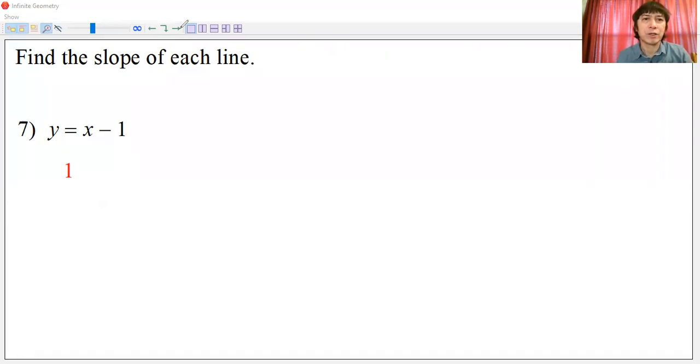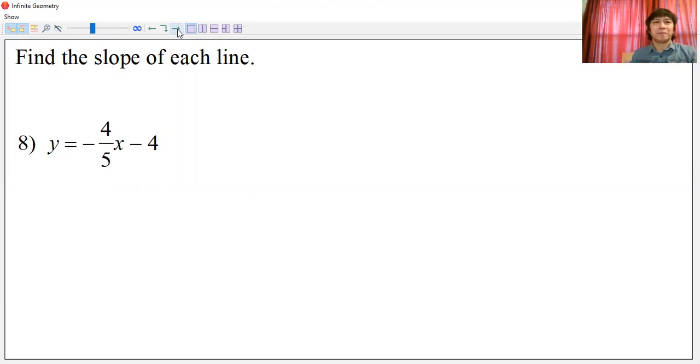Okay, let's see the next. All right, here, number 8. Find the slope of each line. All right. Y is equal to negative 4 over 5x minus 4. This still looks like the same.